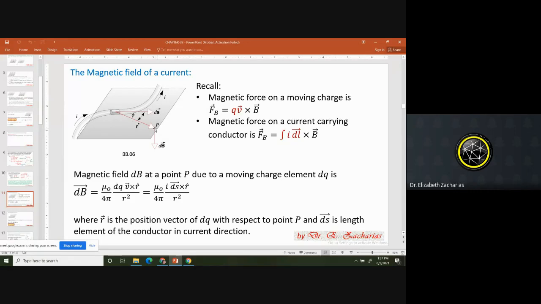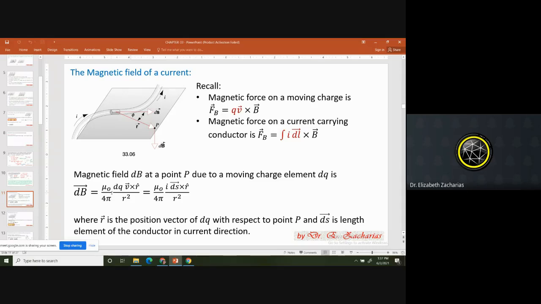And I'm interested in finding the magnetic field at a point P. The position vector of the point with respect to the charge is going to be vector r. The angle between ds and r is going to be phi. Let the magnetic field because of this small length element be dB. So dB is going to be mu naught by 4 pi dq v cross r cap by r square.